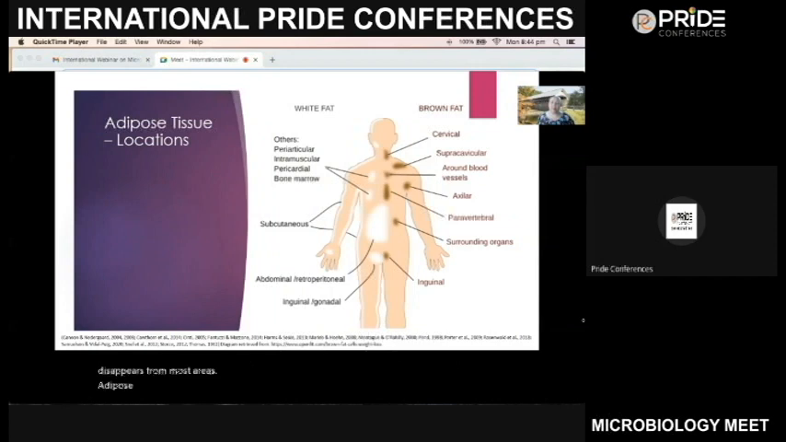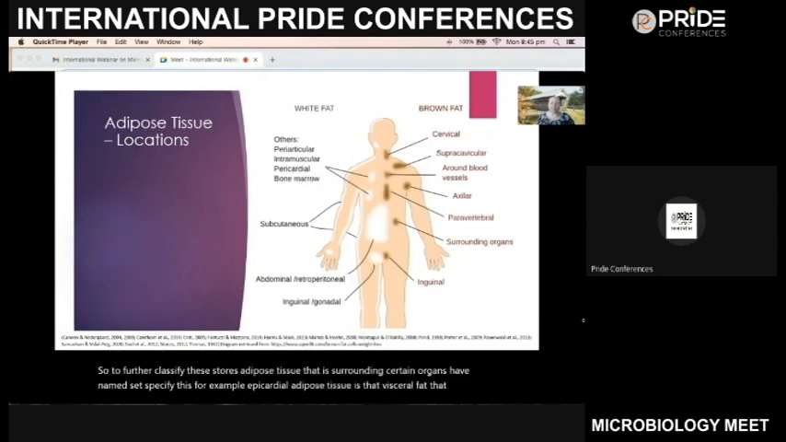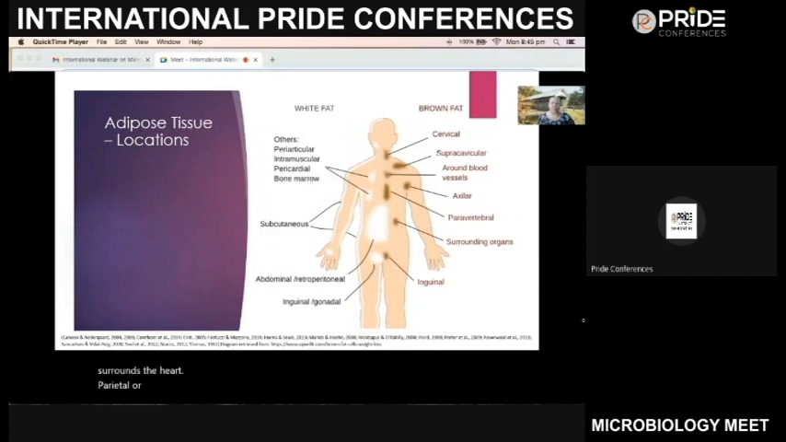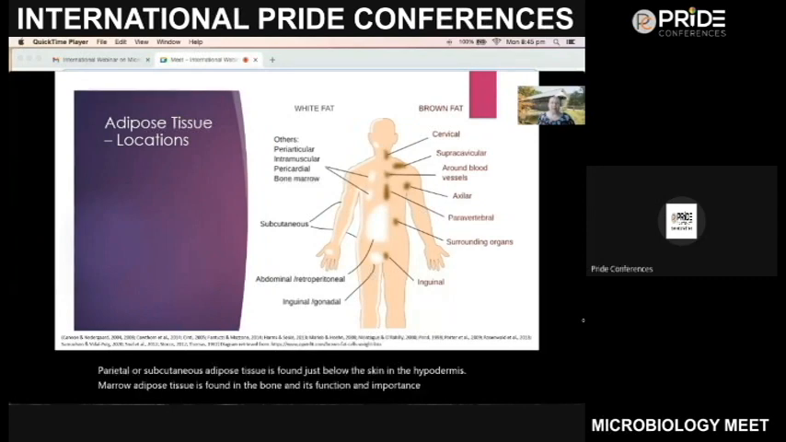Adipose tissue depots are located throughout the body. Many times, these depots have specific names of reference. For example, visceral adipose tissue, also known as abdominal or belly fat, is located inside the abdominal cavity, filling in the spaces between organs. To further classify these stores, the adipose tissue that is surrounding certain organs has names that specify this. For example, epicardial adipose tissue is that visceral fat that surrounds the heart. Parietal or subcutaneous adipose tissue is found just below the skin and the hypodermis. Marrow adipose tissue is found in the bone, and its function and importance is poorly understood at this time.